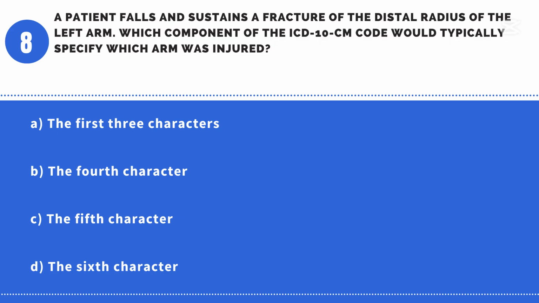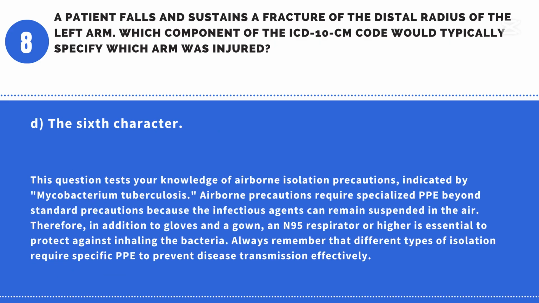Question 8. A patient falls and sustains a fracture of the distal radius of the left arm. Which component of the ICD-10-CM code would typically specify which arm was injured? A. The first 3 characters. B. The 4th character. C. The 5th character. D. The 6th character. Answer: D. The 6th character.